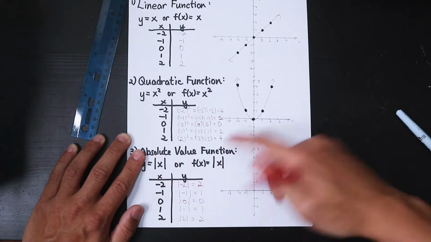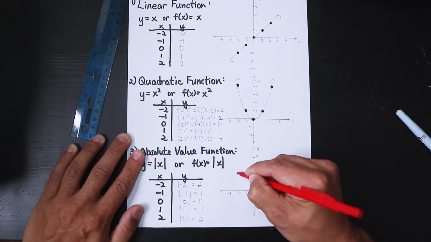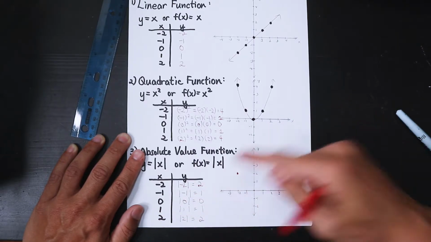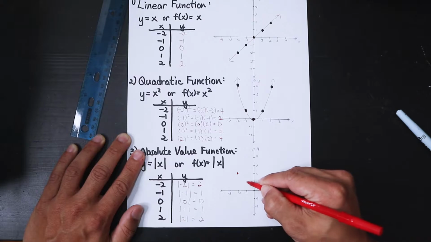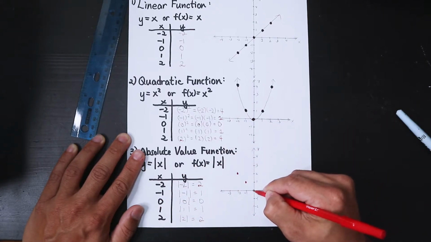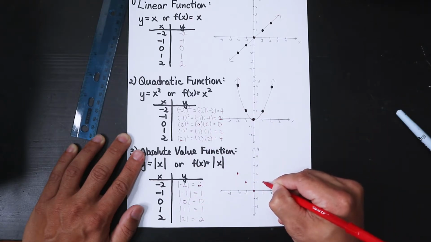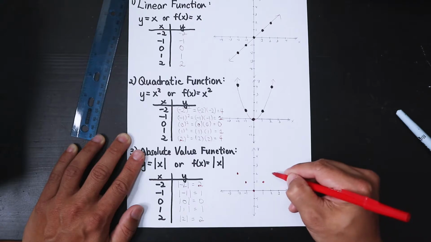So negative 2 comma 2, you start from the origin, you move left 2 up 2. So it's right here. Negative 1 comma 1, it's going to be left 1 up 1, which is right here. Again, you also have 0 comma 0, which is right at the origin. 1 comma 1, that's easy. You go right 1 up 1. And at last 2 comma 2, you go right 2 up 2.